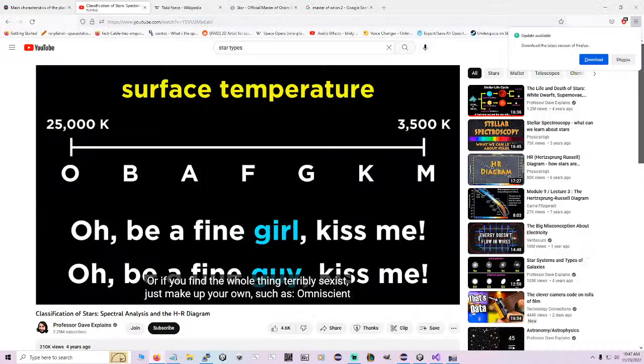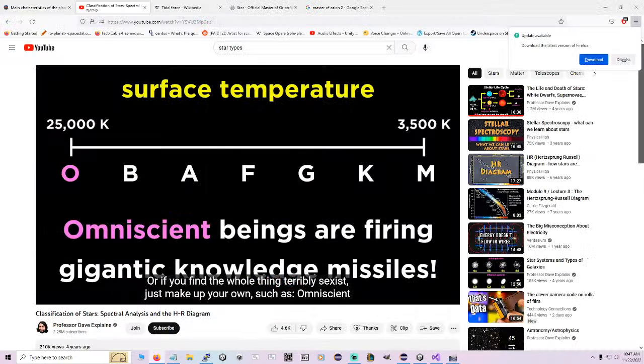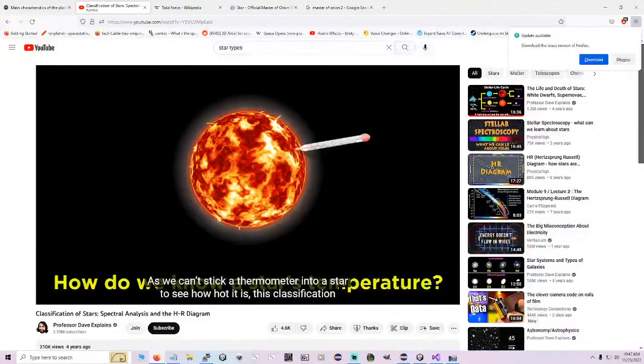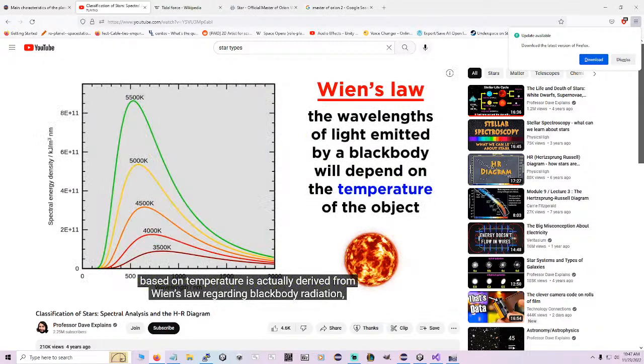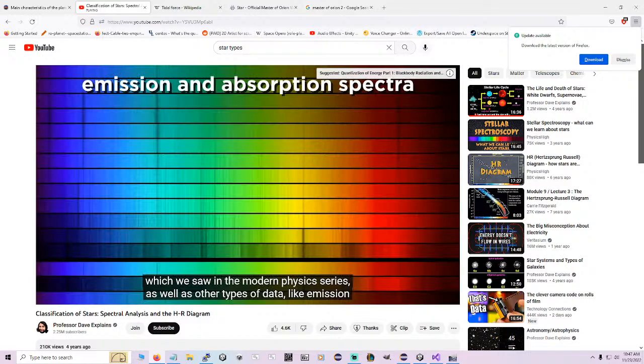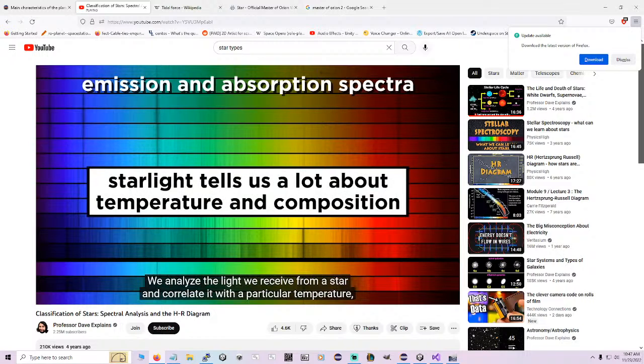Or if you find the whole thing really serious, just make up your own, such as, omniscient beings are firing gigantic knowledge missiles. As we can't stick a thermometer into a star to see how hot it is, this classification, based on temperature, is actually derived from Wien's law regarding black body radiation, which we saw in the modern physics series, as well as other types of data, like emission spectra. We analyze the light we receive from a star and correlate it with a particular temperature, as well as with specific elements.